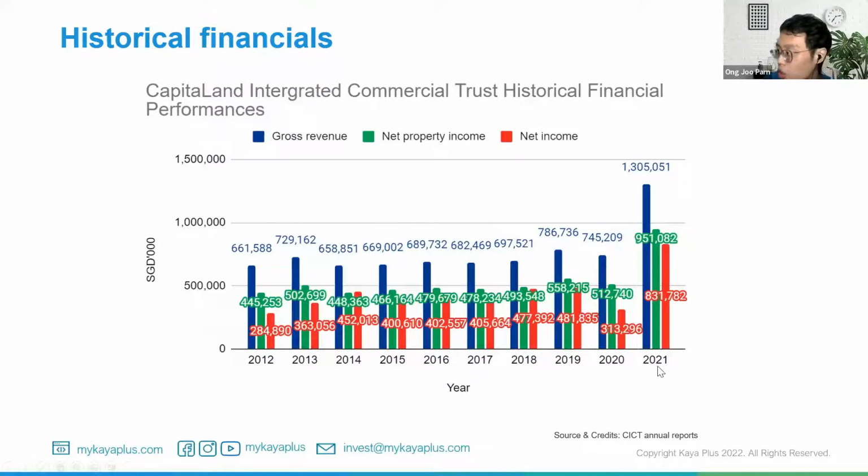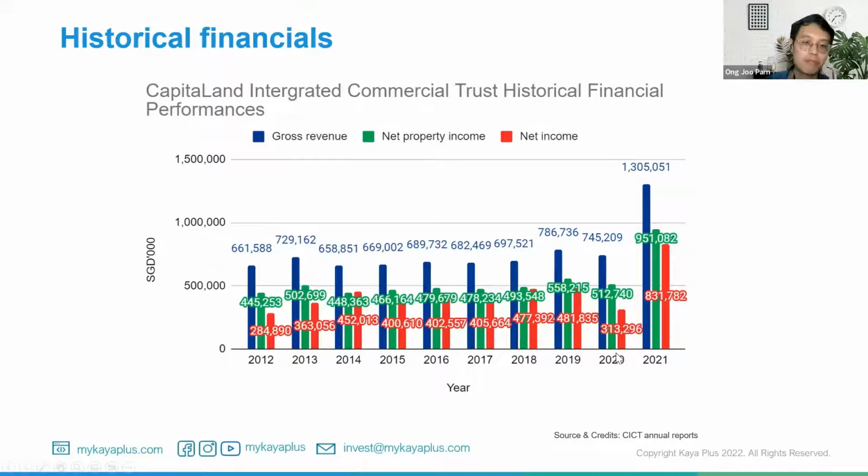You can see that in 2021, there's a sharp uptick. This was the year where, as we mentioned just now, Capital Land Mall Trust and Capital Land Commercial Trust actually merged together, and hence the combination of the revenue actually made a one-off spike. But if you were to just focus from 2012 to 2019, everything was actually going on an upward trend.